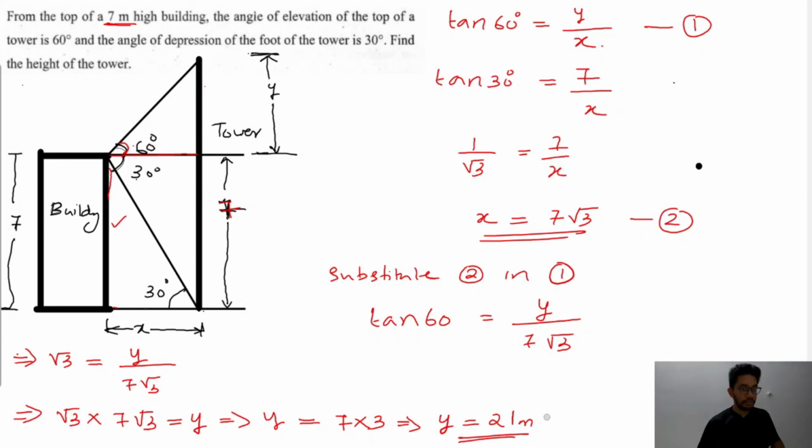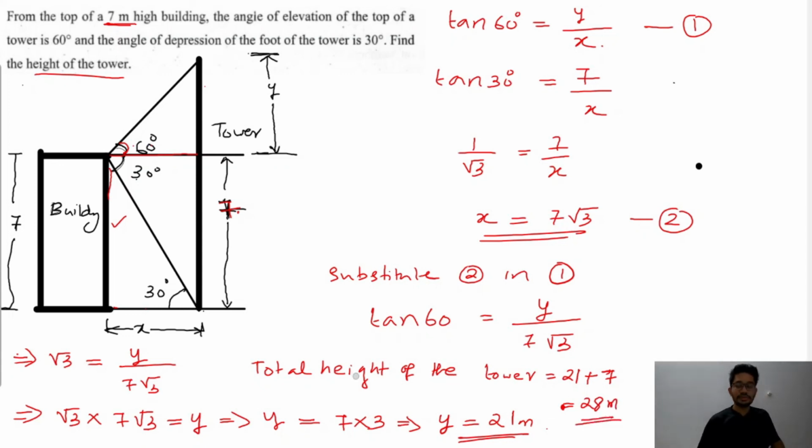So the required total height is the sum of this 7 meter and this 21 meter. Total height of the tower is equal to 21 plus 7, which is equal to 28 meter. That's the total height, so this is the required answer.